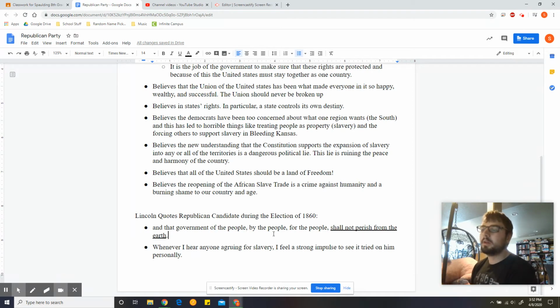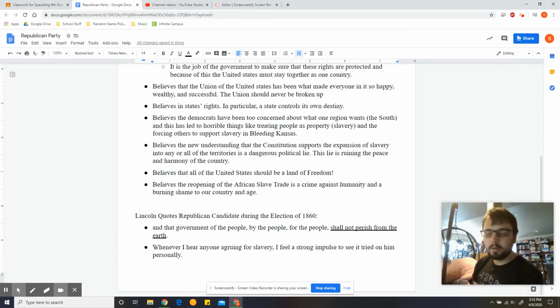Let's look at a couple of Lincoln's quotes during that election that'll tell you a little bit about his thoughts on some things. And you'll see that they pretty much agree with what the Republicans believe. Okay, our first quote, Lincoln's talking, he says, "and that the government of the people, by the people, and for the people shall not perish from the earth." Okay, so he believes that this government shall last. Once again, talking about the Union. Okay, that the United States must last eternally or forever. It cannot be broken up. Okay, that's what he's talking about there.